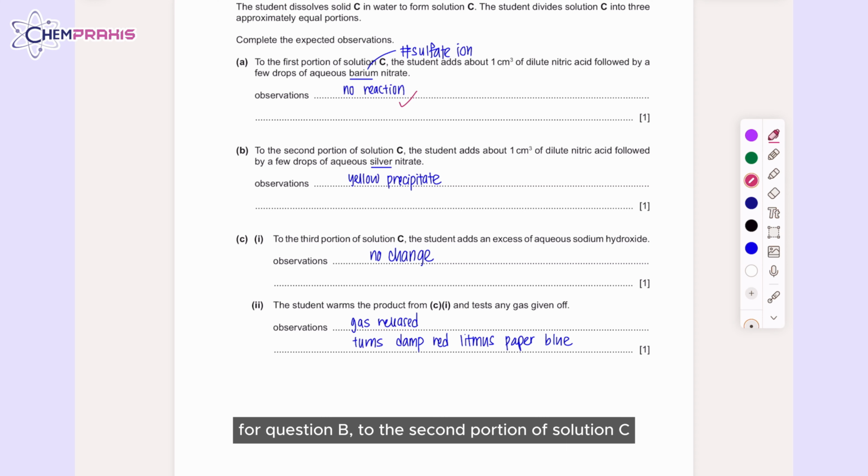For question B, to the second portion of solution C, the student adds about 1 cm³ of dilute nitric acid followed by a few drops of aqueous silver nitrate. So for silver nitrate, we are using this to test for halide ions.